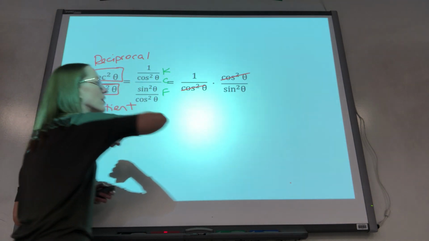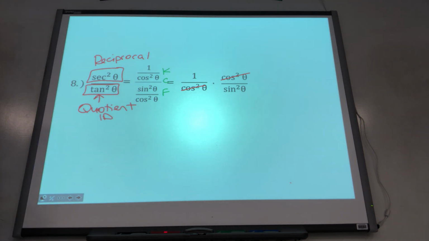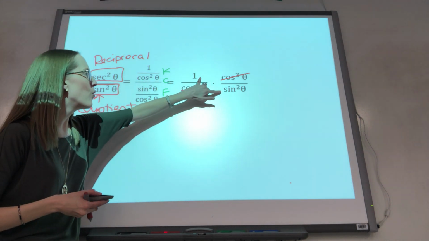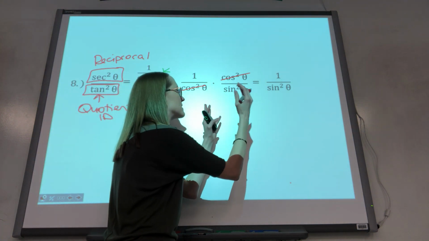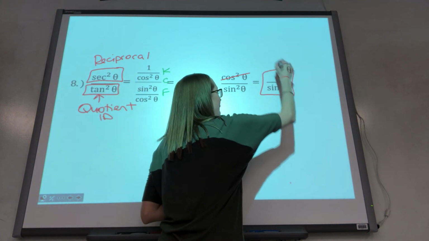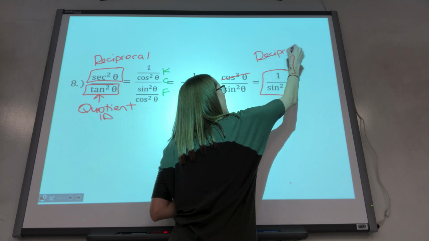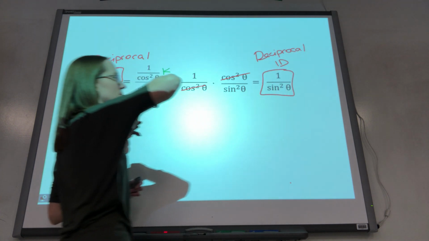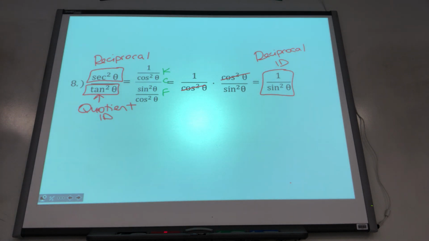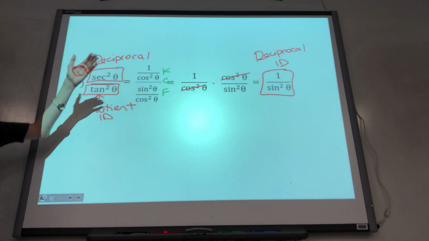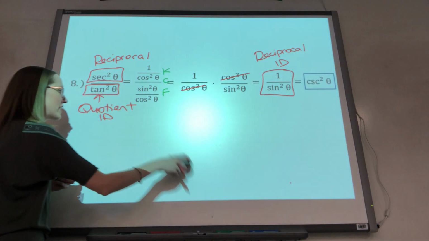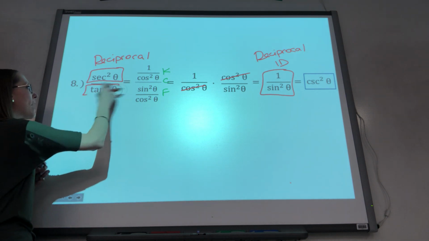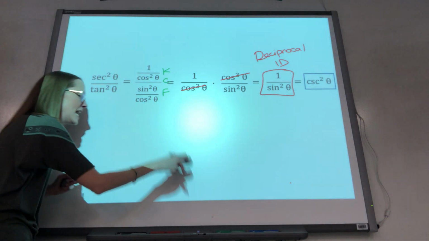Now that is exactly what I wanted to happen, but I'm still left with 1 over sine squared, and you really shouldn't have any fractions in your answer. It should just be a single term. So I'm going to go back and use a reciprocal identity to make that look a little bit better. What would 1 over sine squared equal? Cosecant squared.